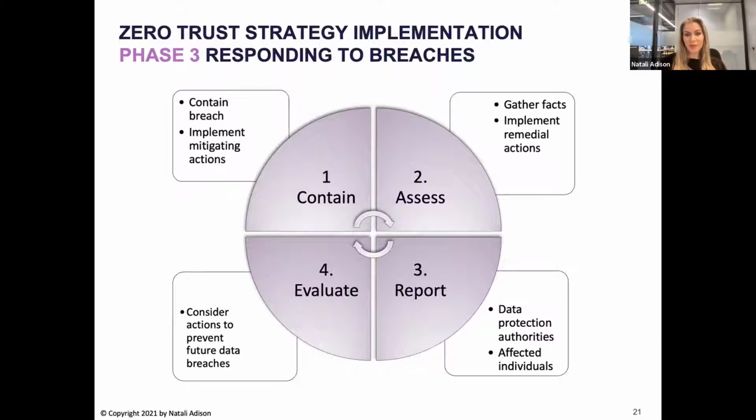Last but not least, once you have contained the breach, it doesn't mean this is over. You have to consider actions to prevent like-minded or future data breaches.